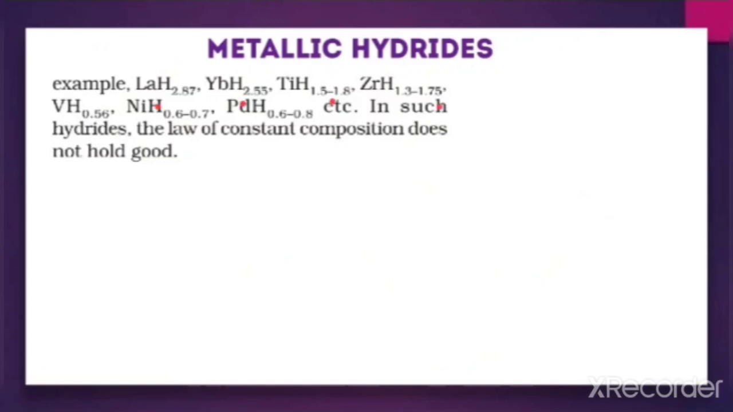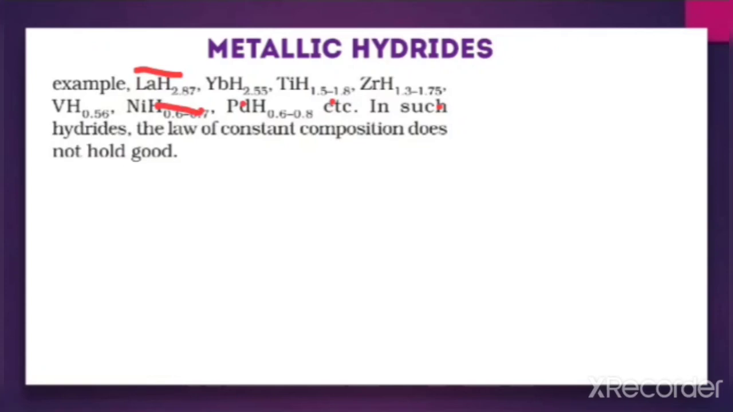Similarly, the hydride of an F block element is also a metallic hydride, which is also a non-stoichiometric interstitial hydride, like LaH 2.87. Here also we can see that decimal points are there. So these are the examples of metallic hydride.